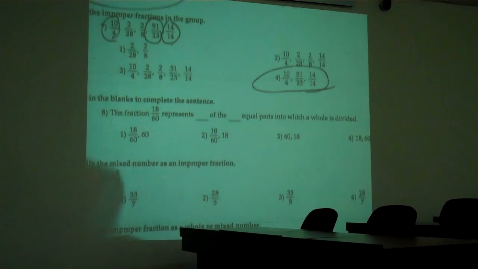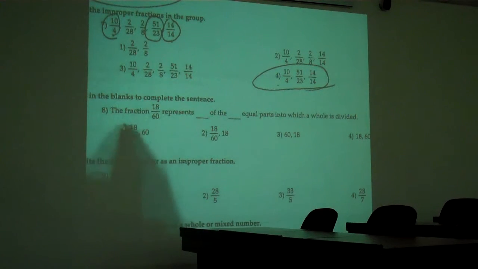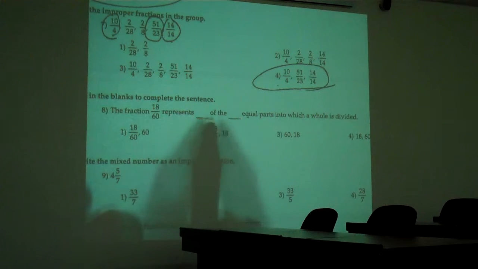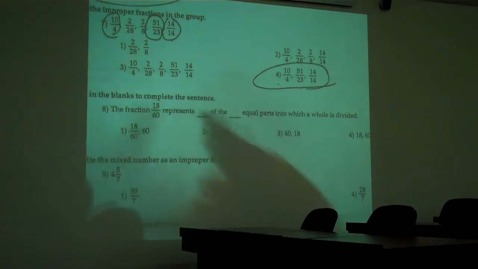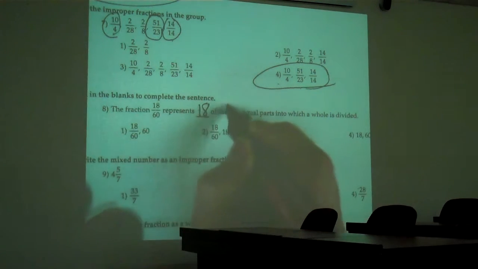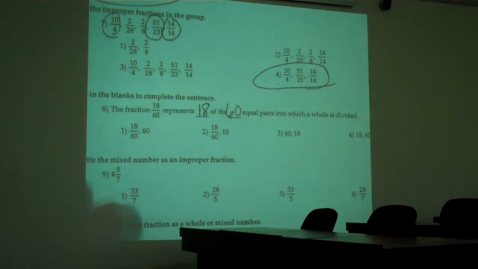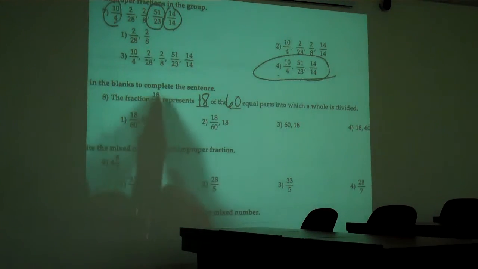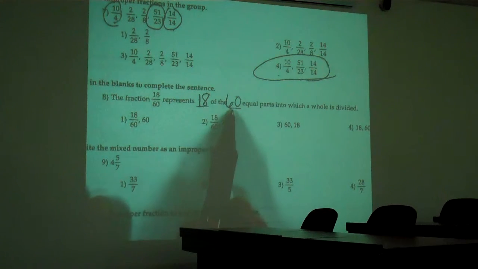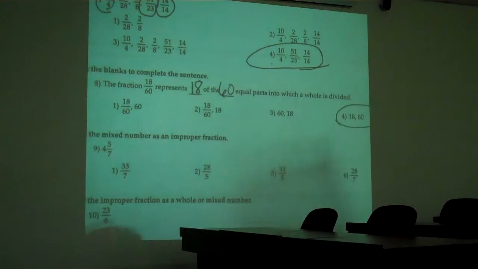Okay, fill in the blanks to complete the sentence. The fraction 18 over 60 represents what of the how many? How many of the how many equal parts? 18 of the 60 equal parts. See, there's 18 out of 60. So it's 18 out of 60 equal parts. So that's number 4.